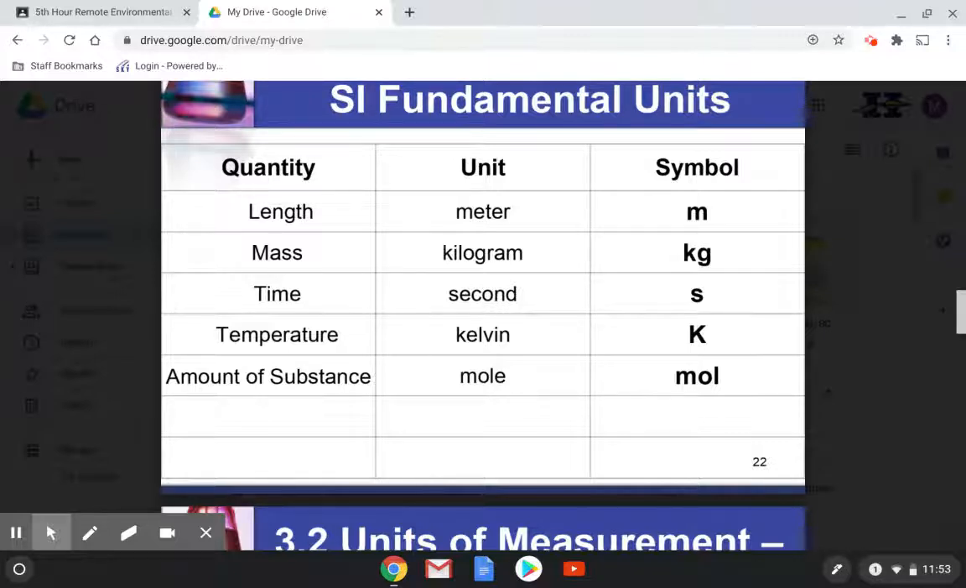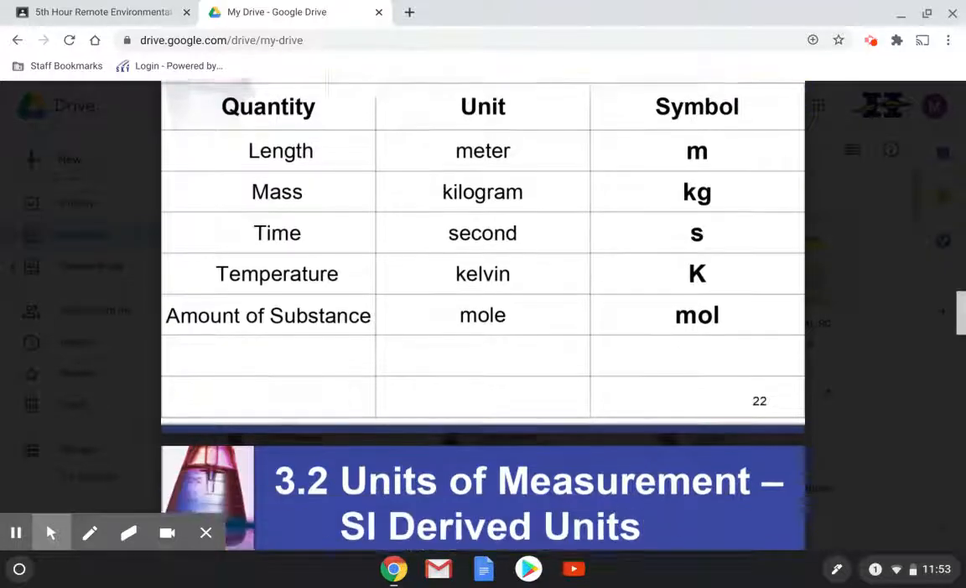So when we talk about length, we're talking about meters, so how long something is. When we talk about mass, again, that's going to be measured in kilograms or grams. Time is going to be in seconds. Temperature, Kelvin. An amount of substance, again, mole. We're going to go into mole later in the semester, so don't worry about that right now. But again, when we do amount of substance, a mole.